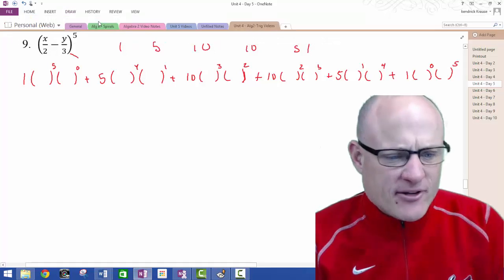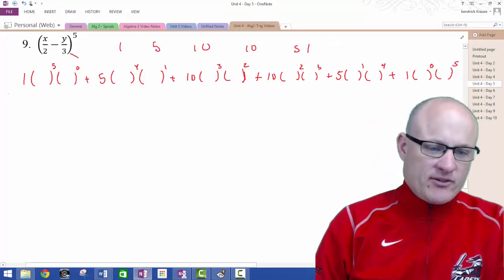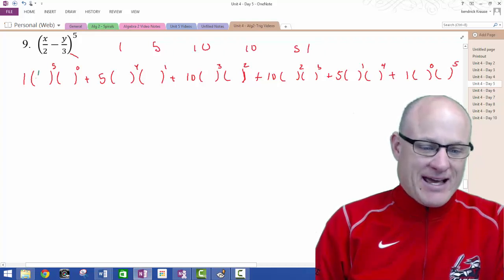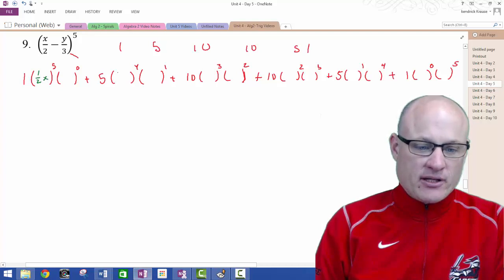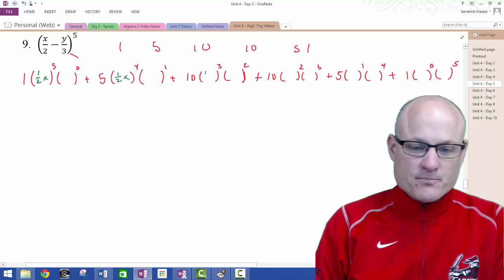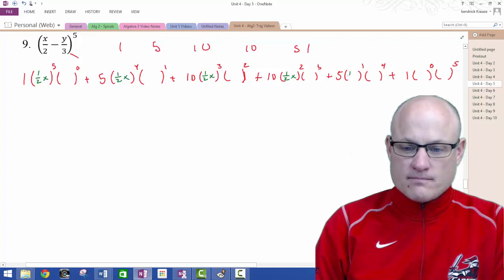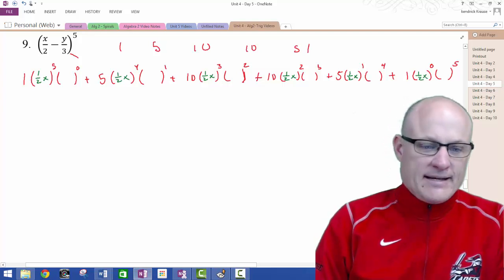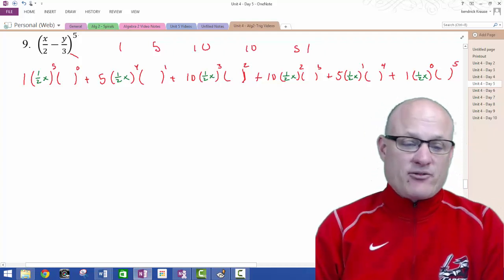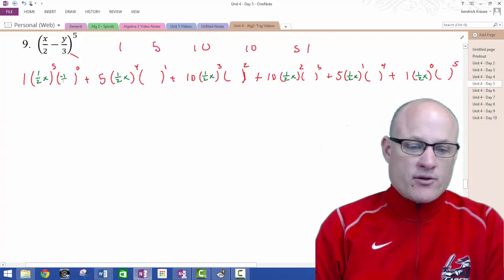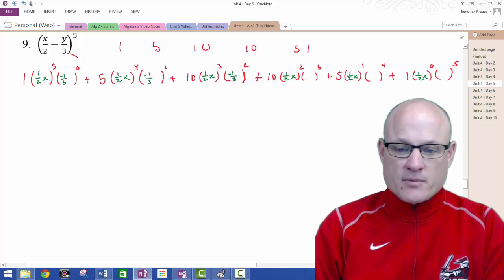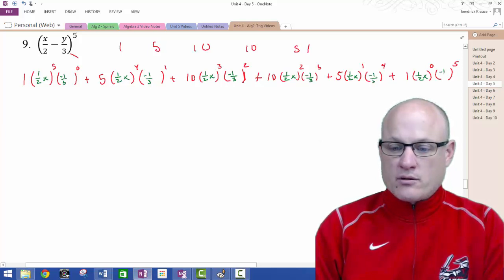Okay, so what I really have here at the beginning is x over 2, but that's sometimes difficult to think about. I really want you to think about it as being 1/2 x. I'm going to put a 1/2 x in each of the beginning parentheses. Now, the second one is a 1 in front of the y, but it's actually negative. So we're going to have to put a negative 1/3 in each.